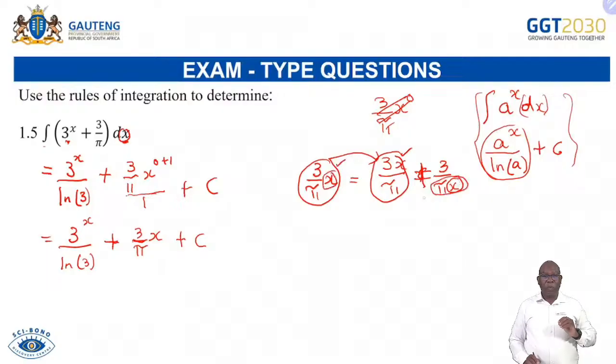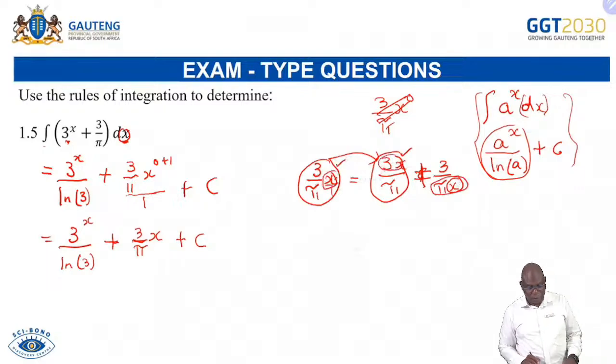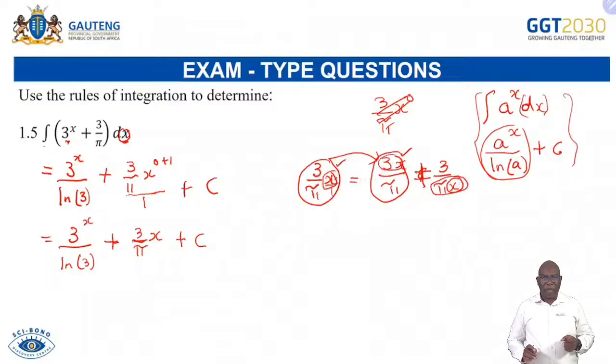So if you want to multiply the x, it should be 3 over pi times x, which gives you 3x over pi, because this is x over 1. So the 3 times x is 3x, pi times 1 is pi. Okay, so these are just the basic things that we need to iron out before we write our prelims, so that we don't lose marks unnecessarily. So this is the final answer for 1.5. Okay.